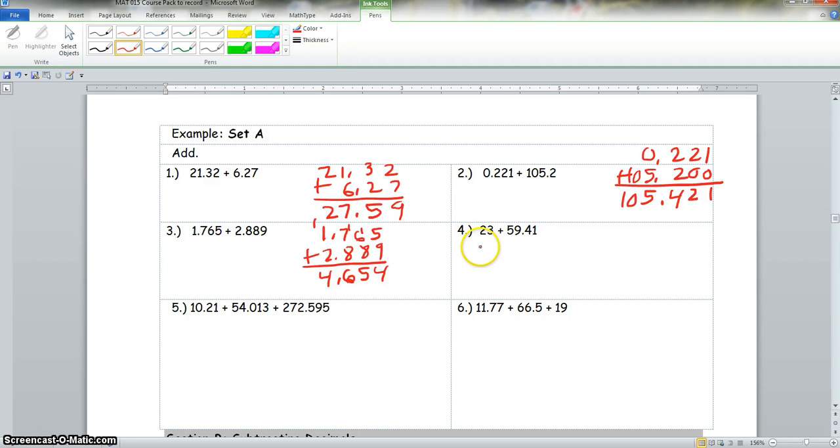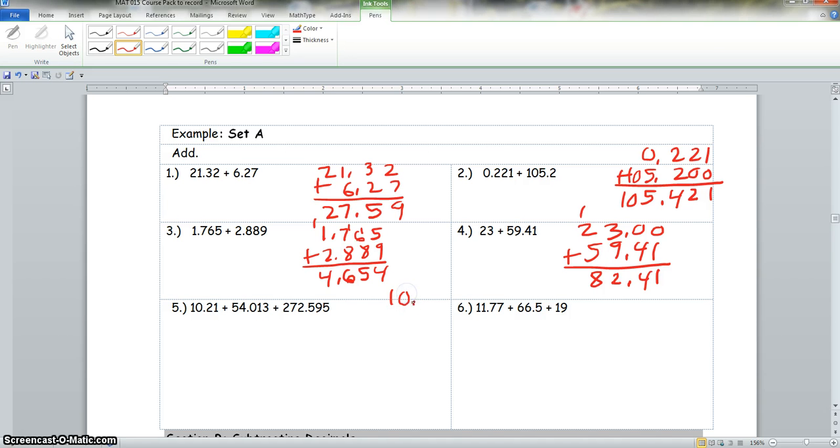4.654. Now we go here to number 4. We will add 23 plus. Now we know in any whole number, the decimal is at the end of that whole number. So we know 5 is in the tens place, 9 is in the ones place, put our decimal, and 41. So we will add our zeros here. 1 and 0 is 1, 0 and 4 is 4, bring down our decimal. 3 and 9 is 12, carry the 1, 1 and 2 is 3, plus 5 is 8. So it's 82.41.